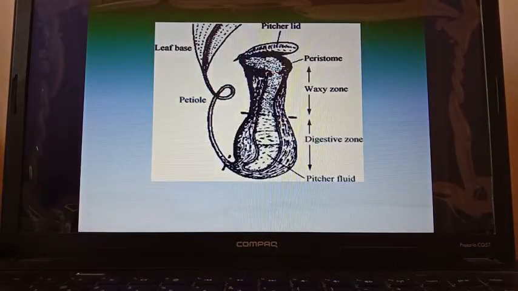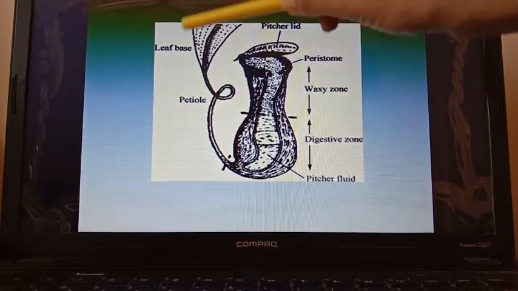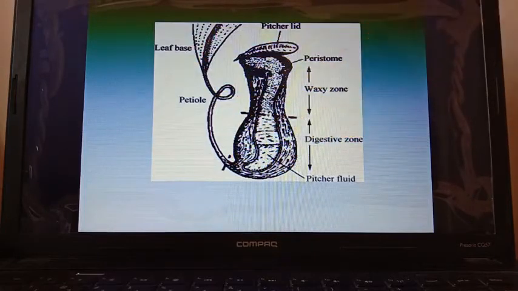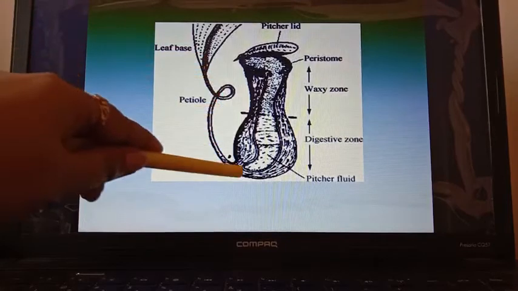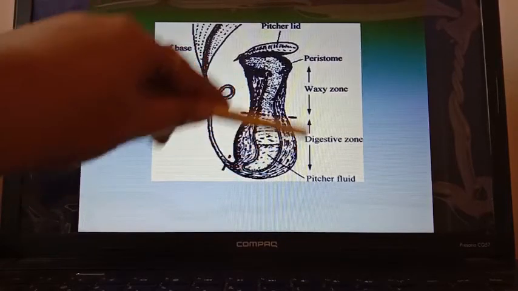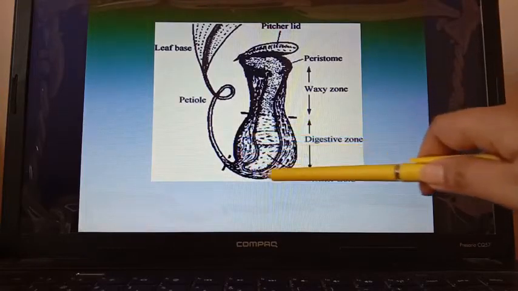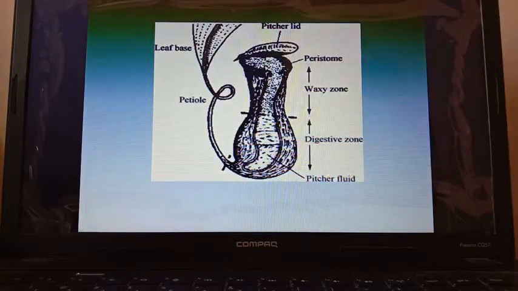Here also you can see the labeled structure of this pitcher. This is the leaf base. This is the leaf lamina, which is modified to that pitcher shape, and this is the modified petiole, a long coiled petiole, by which this structure is getting support. This is the pitcher lid, which is the modified leaf apex or leaf tip. Inside this pitcher, the pitcher fluid or digestive fluid is situated, which helps to digest the insect's body.